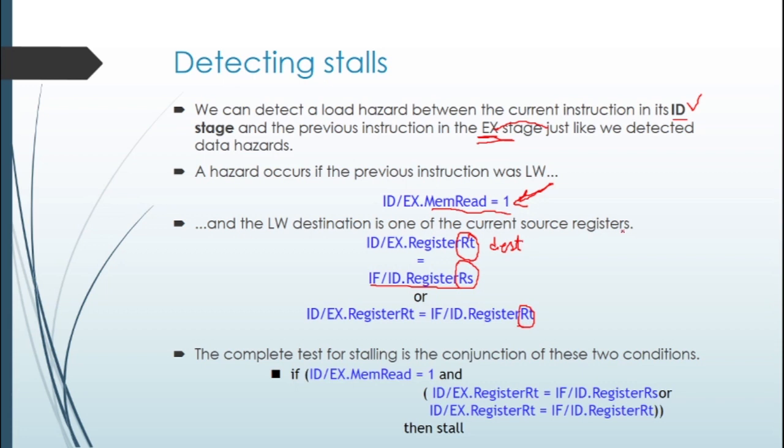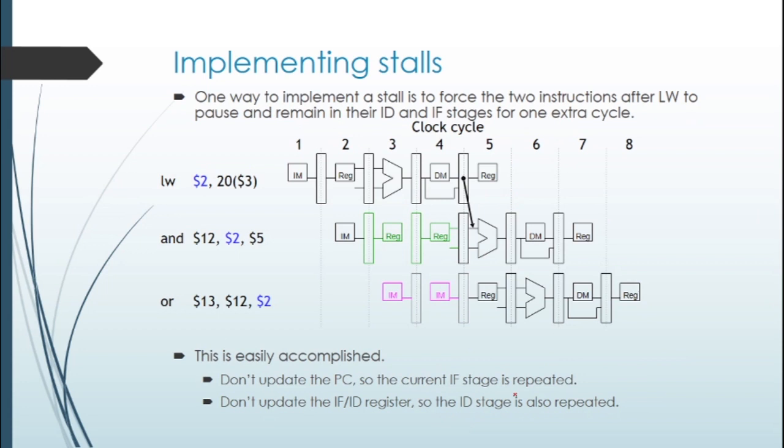So the complete test for stalling is the conjunction of the two conditions. That is basically the first thing: we check if the previous instruction is a load word instruction. And the next is we check both of the current source registers. Either of the current source registers is the same as the destination of the previous load word instruction. So this is how you actually insert a stall.